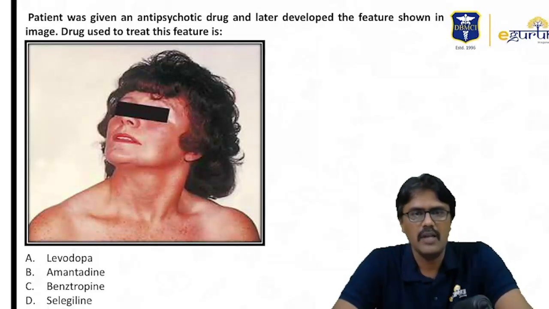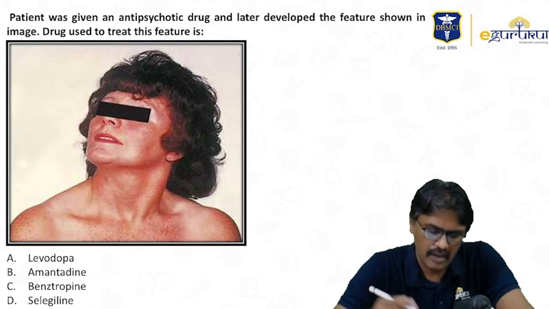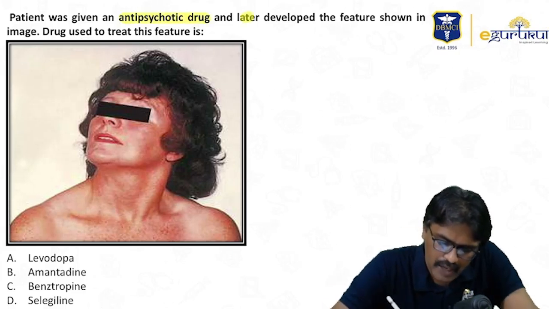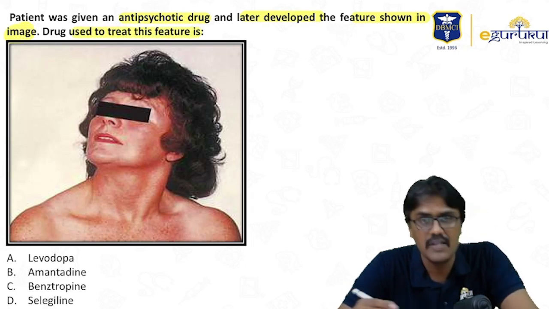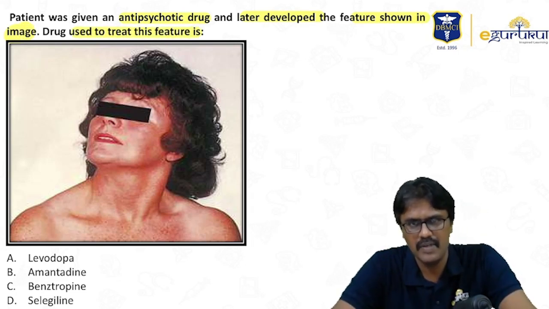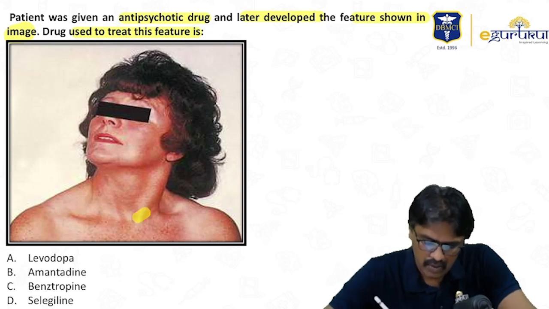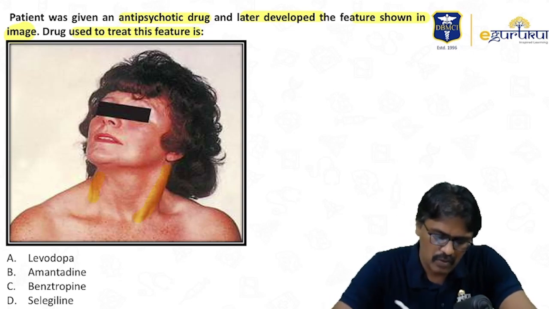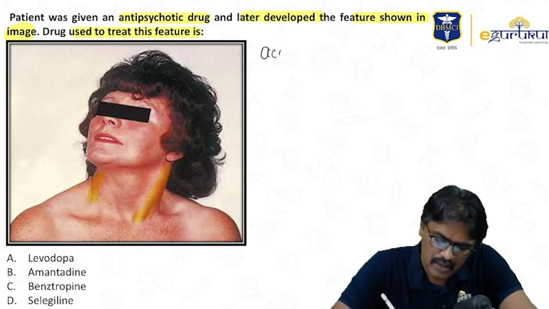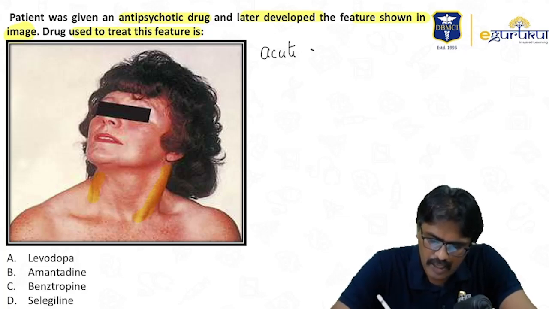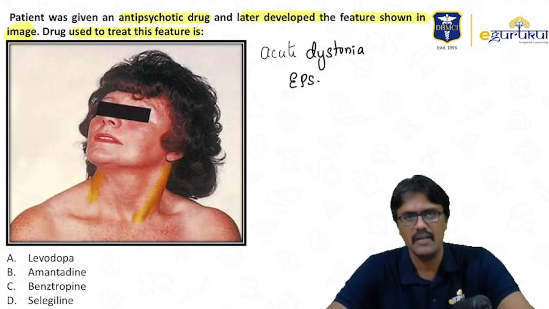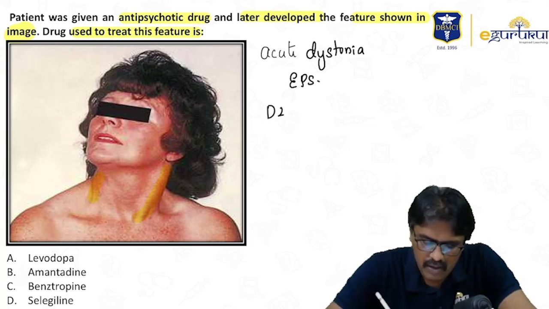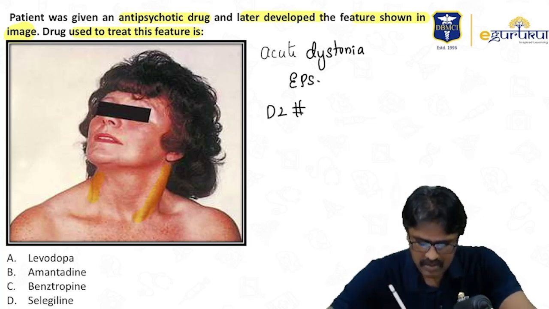Now moving on to the next question. Patient was given an antipsychotic drug and later developed a feature shown in the image. Drug used to treat this feature is. Now what is that? If you see that the tone of the neck muscle has changed, so we call this feature as acute dystonia. Now acute dystonia is one of the extrapyramidal symptoms that is seen when we use a D2 blocker. Now, what are the options?